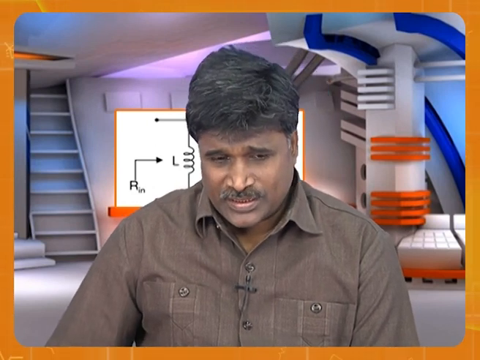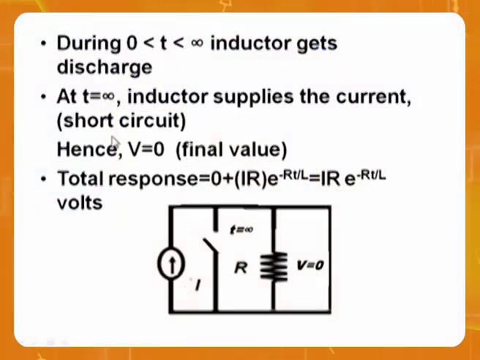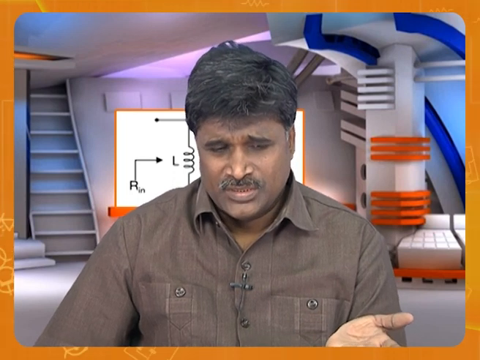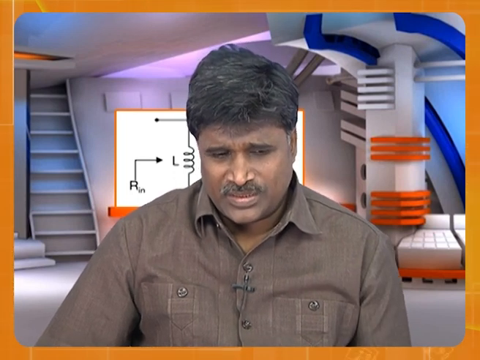But if you go for t greater than 0, or between 0 and infinity, all elements will be present. Then you have to consider the inductor also. If all elements are present, first I will calculate what is happening at t equal to infinity. Why? For my solution, I need the initial value and the final value. So I want to estimate the final value here.